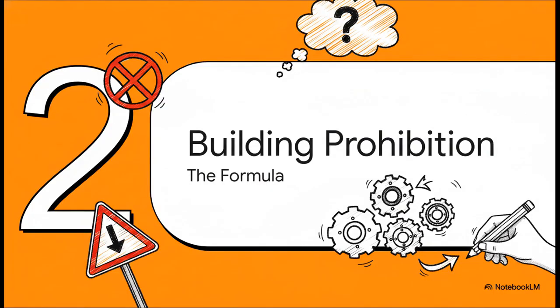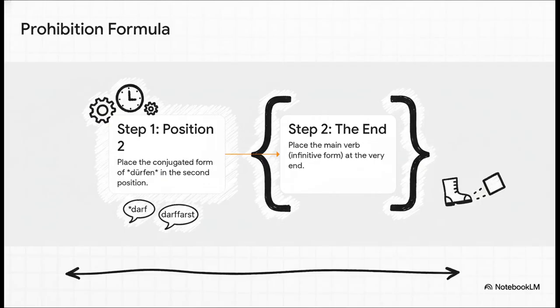All right, so we've got our verb for permission. How do we flip it to mean the exact opposite? How do we build a prohibition to say you can't do something? Well, it turns out there's a really neat and logical formula for it. Here it is, the secret sauce in just two steps. First, you take the right form of dürfen, like darf or darfst, and you lock it into the second spot in the sentence. It always goes there. Then, the other verb, the action you're not allowed to do, gets kicked all the way to the very, very end. This creates a kind of verb sandwich that frames the whole idea.